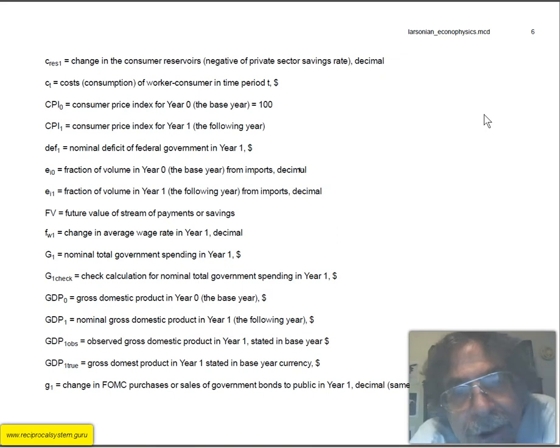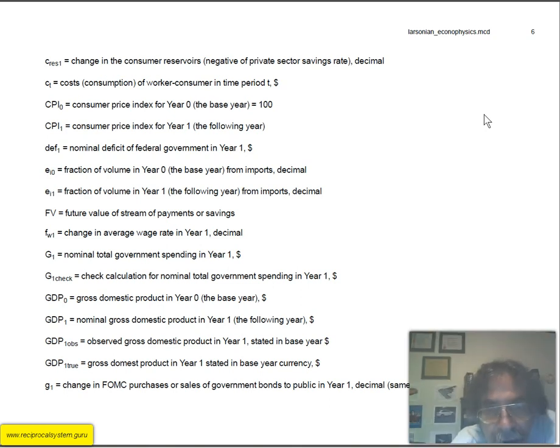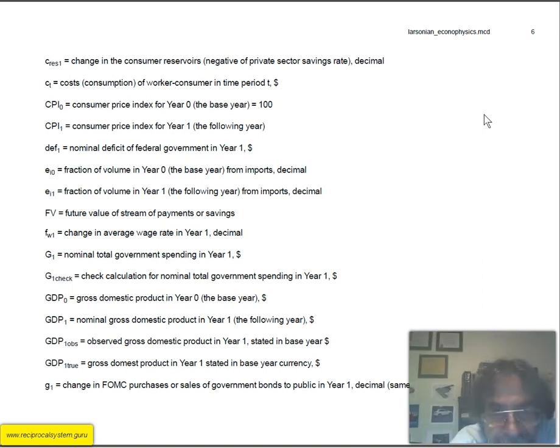C sub res 1 equals change in the consumer reservoirs. It's the negative of the private sector savings rate, and it's a decimal. So this is an important number here. Change in the consumer reservoirs: either we put more money into the reservoirs or we take money out of the reservoirs. So it's the negative of the private sector savings rate. C sub T equals cost, consumption of worker consumer, in time period T.